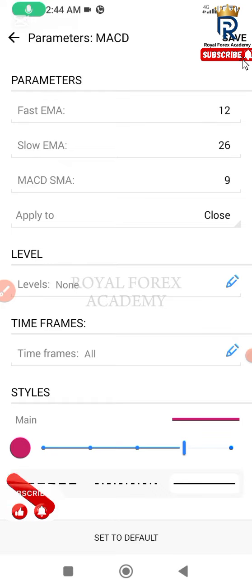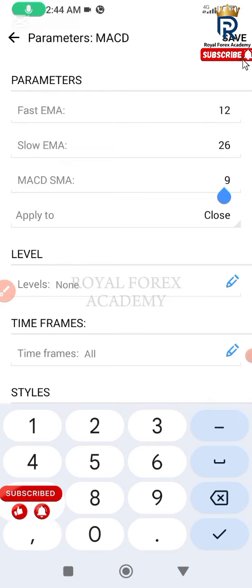Alright, so I'm going to edit this MACD SMA to 20. So the MACD SMA is going to be 20. Then you apply it to close. So that's exactly what we'll be using as far as this video is concerned.